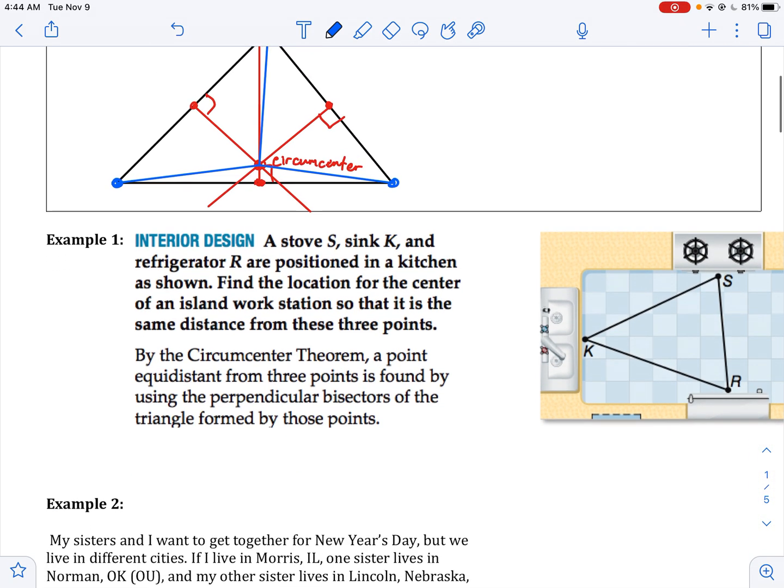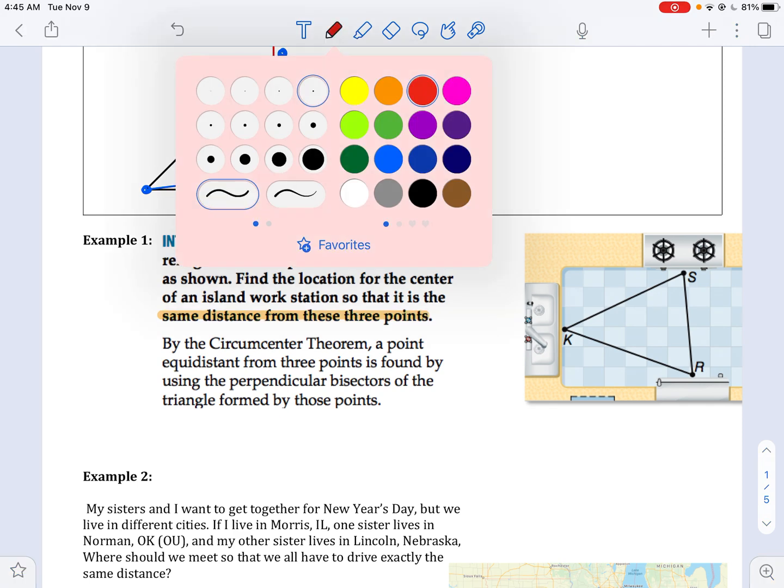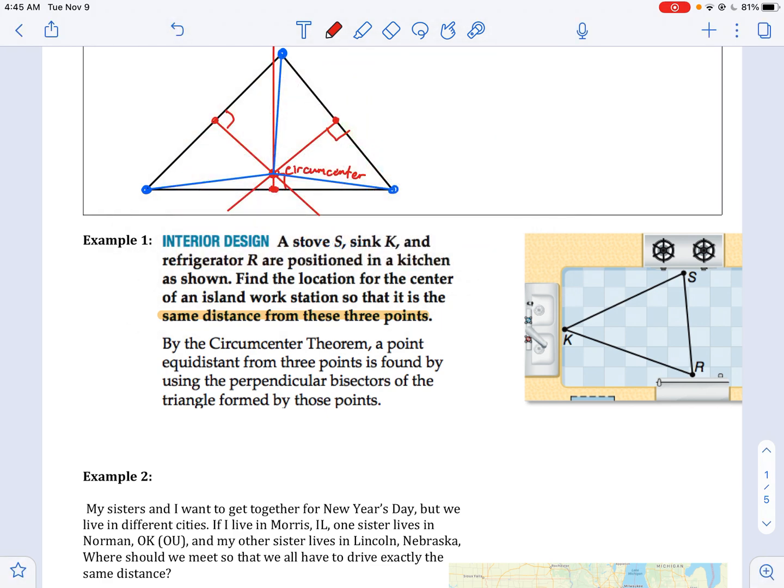So if I look at example 1, interior design, a stove, a sink, and a refrigerator are positioned in a kitchen as shown. Find the location for the center of an island workstation so that it is the same distance from these 3 points. So same distance from 3 points, that will always be the circumcenter of the triangle between those points.